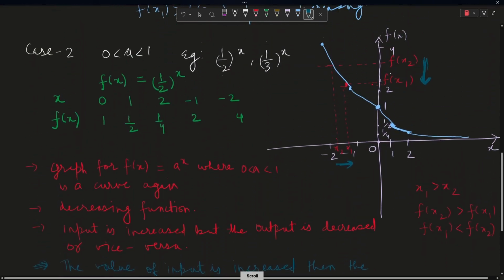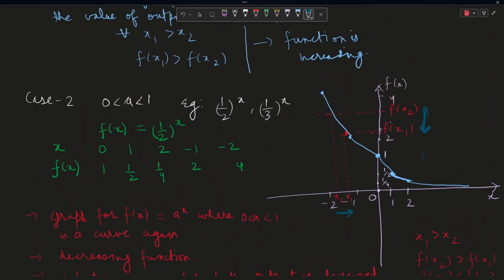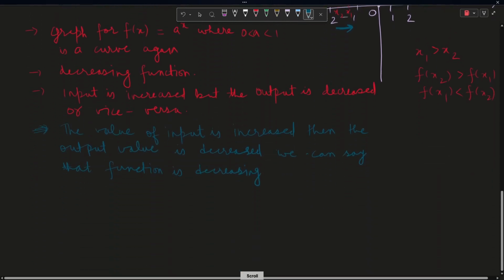And also by looking at the graph, moving from left to right, we can say that on the left side the higher values of y are there, but as we are moving to the right side, the values of y are becoming less. Hence it is also a decreasing function.